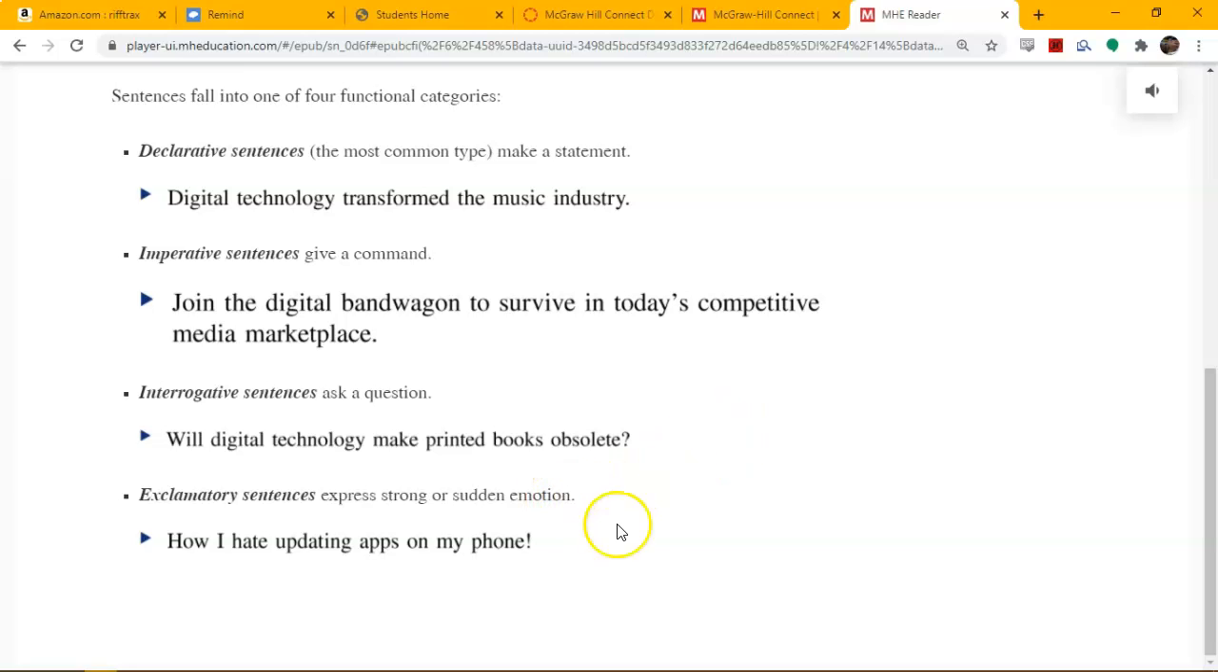Exclamatory sentences are very strong emotion. Be very stingy with those as well. Maybe 1 in 500 words, maybe 2 at the most. Declarative sentences will be most of your sentences.